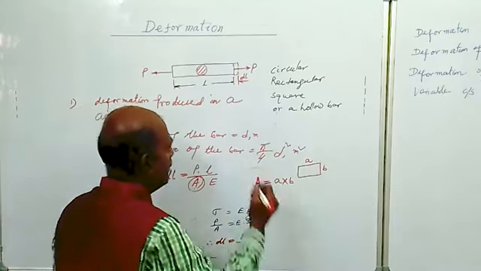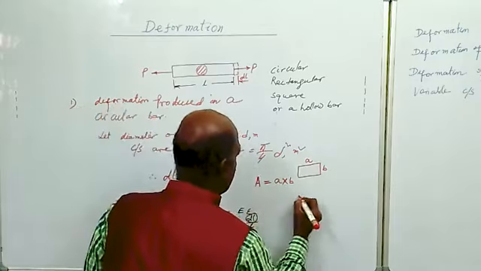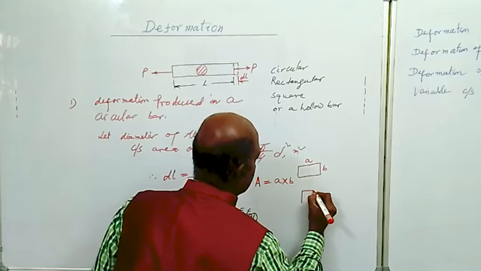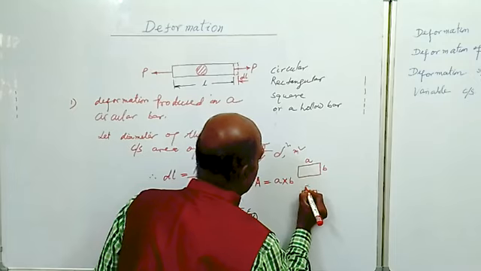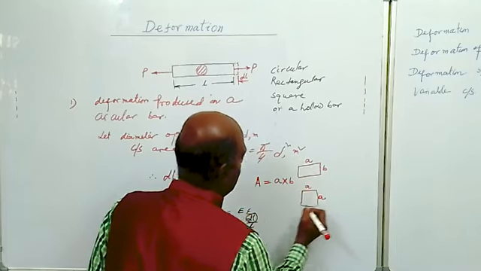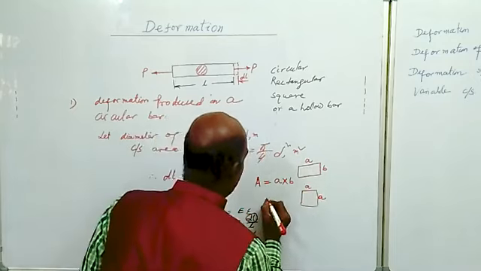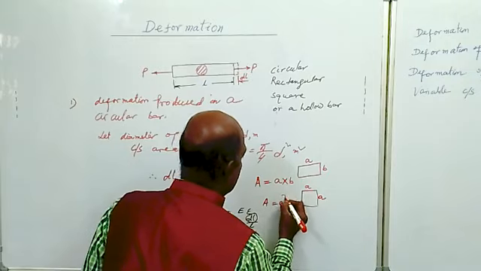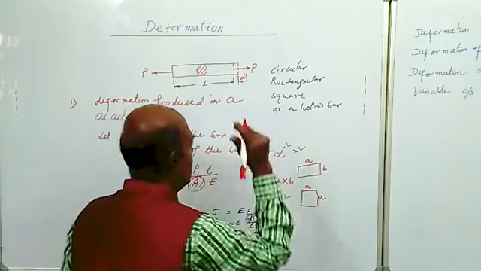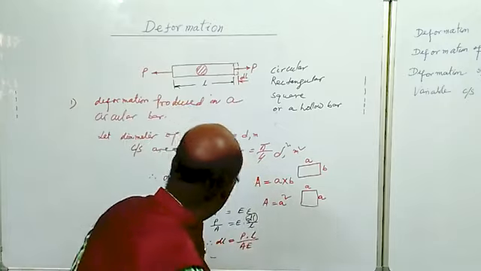And if the bar is a square bar, and the length of the side of the square is A, then the cross sectional area is equal to A square.